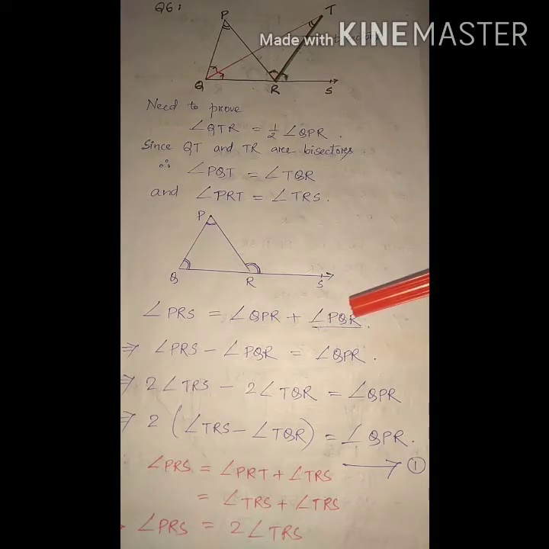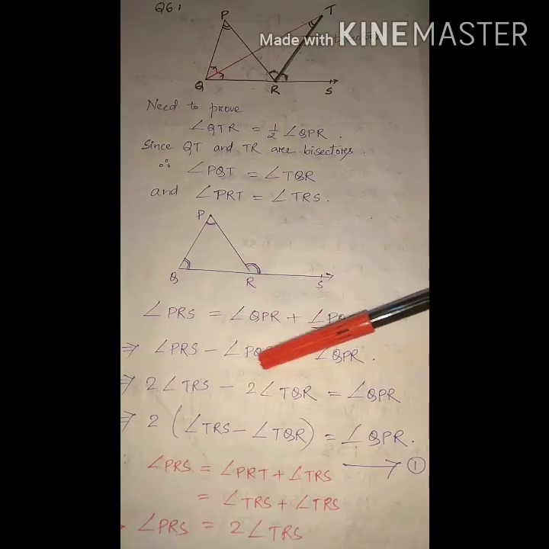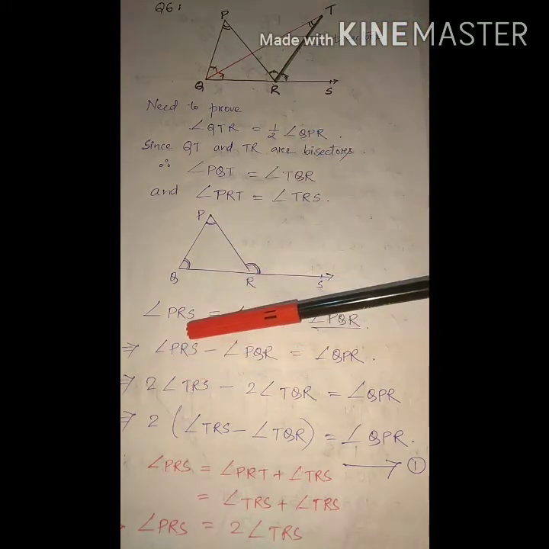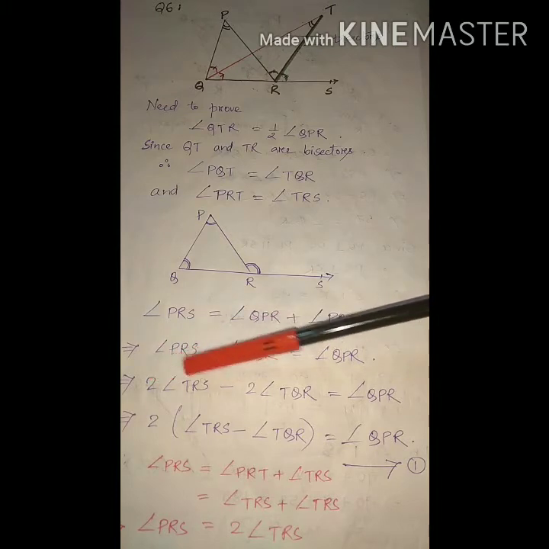So from here, this PQR we have to shift to the left hand side. So that's why we get PRS minus PQR equal to QPR. We keep QPR here because we need this result. Because in this proof we need to prove QTR equal to QPR. So now in place of this PRS we can write 2 times TRS.